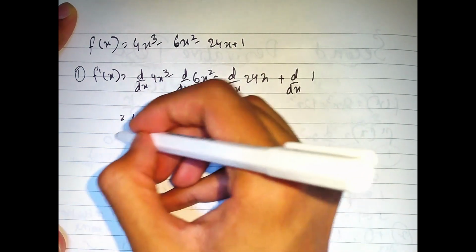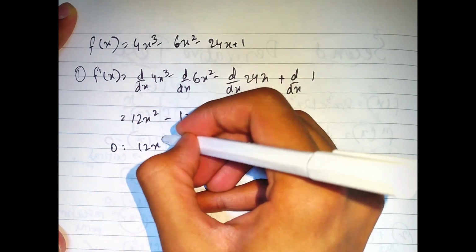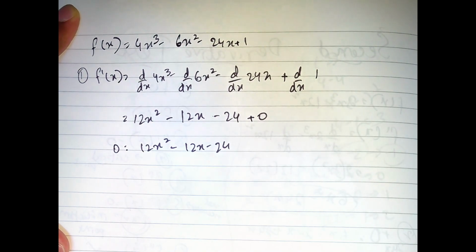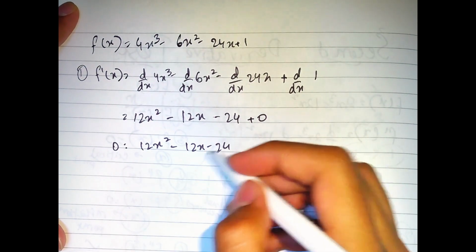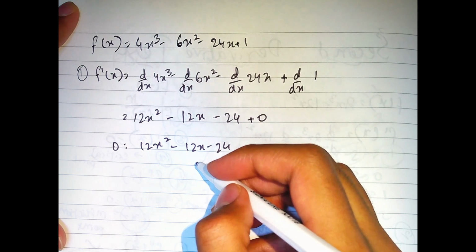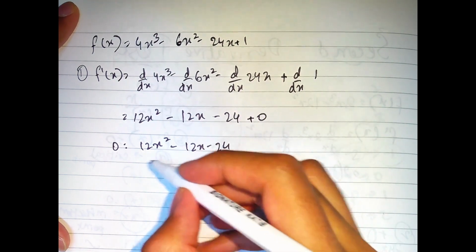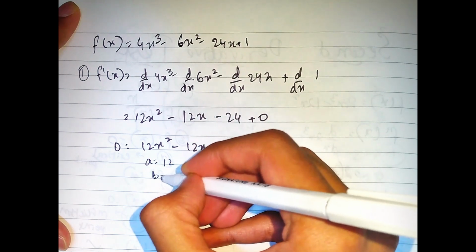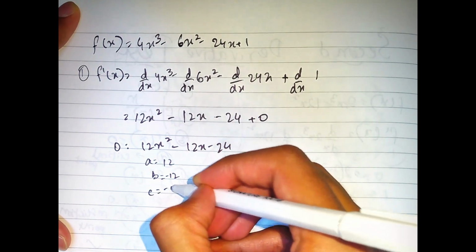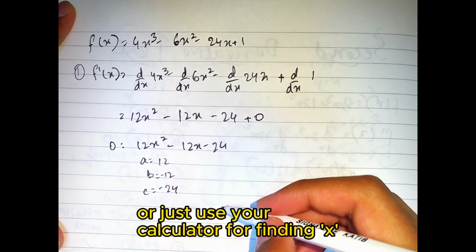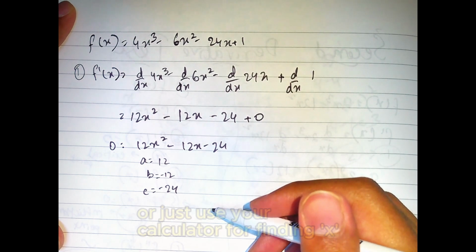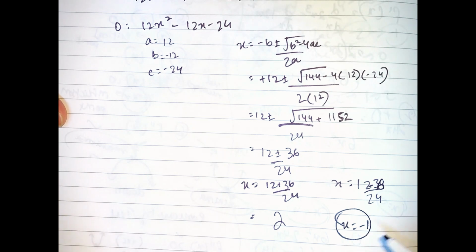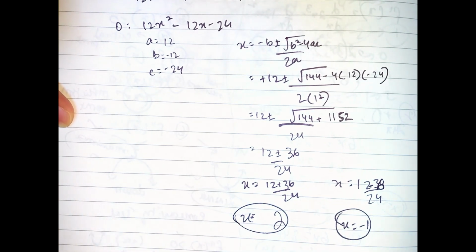Now let's find the critical points. So 0 is equal to 12x squared minus 12x minus 24. Remember, in any case, I have to determine two values of this critical point. So of course it is a quadratic equation and we can simply solve for the quadratic equation. So let's just use the quadratic formula. So a is equal to 12, b is equal to negative 12 and c is equal to negative 24. You can use the factorization if you know the factors, but I'm feeling comfortable with the quadratic formula, so I'm going to use that. So the critical points are x is equal to 2 and x is equal to negative 1.